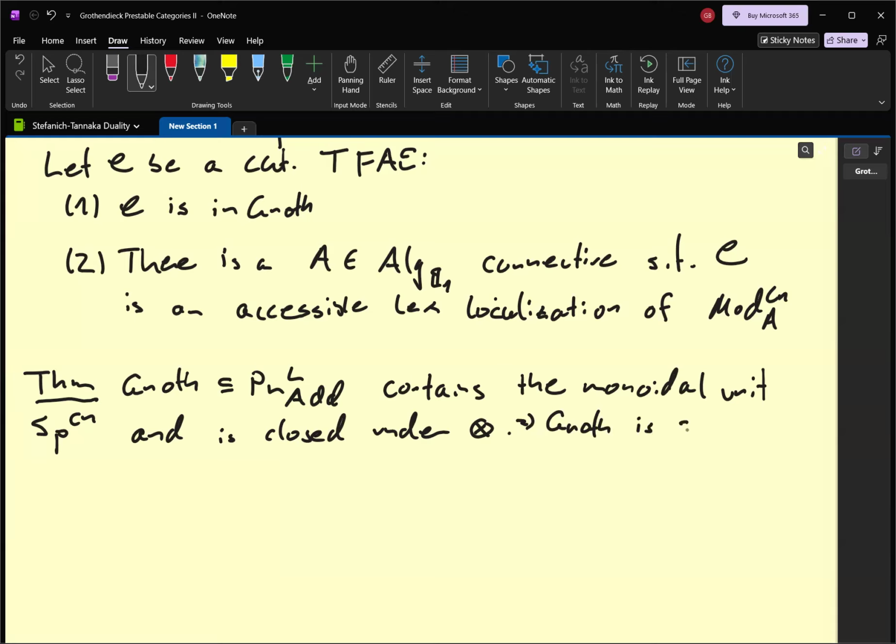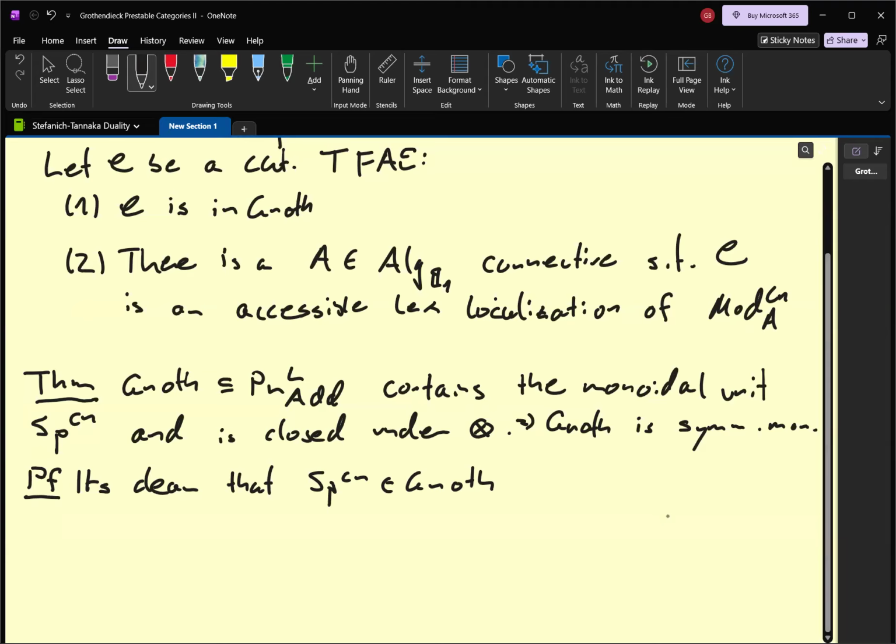Symmetric monoidal, inherited from PRL. The first thing is clear: Sp≥0 is in Grothendieck, in Groth. The actual hard part is just showing that it's closed under the tensor product. And for this, we will use this Gabriel-Popescu theorem.